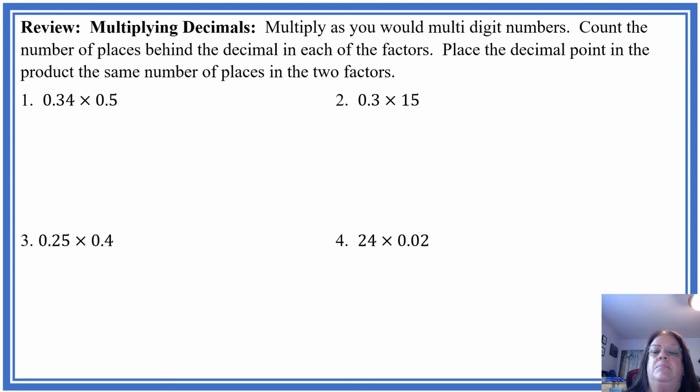Multiply as you would multi-digit numbers. Count the number of places behind the decimal in each of the factors. Place the decimal point in the product the same number of places in the two factors.